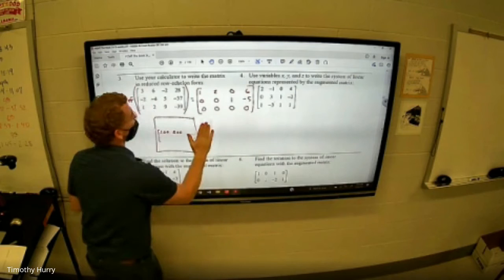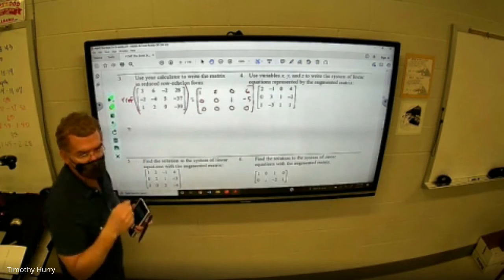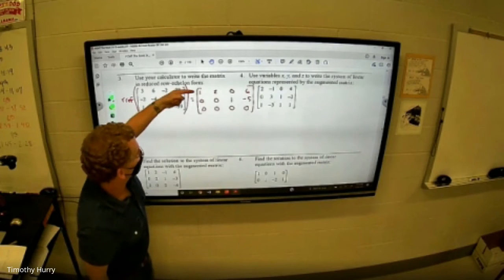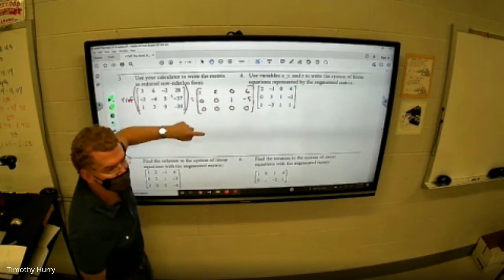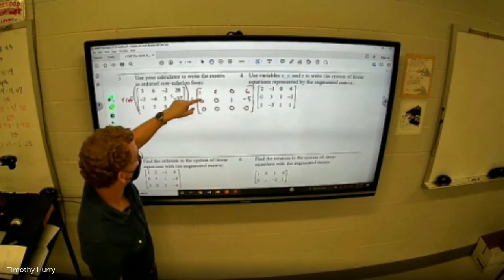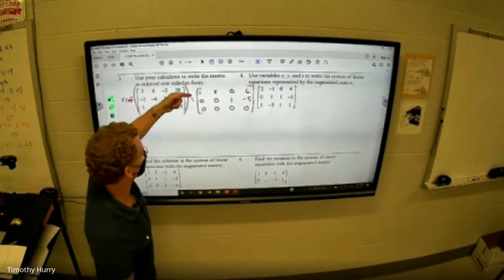So what are the rules again? What did I say the rules were for reduced row echelon form? It has to be a 0 above and below each one. That's true. Above and below there are zeros. Above and below, and you have to lead with 1s.